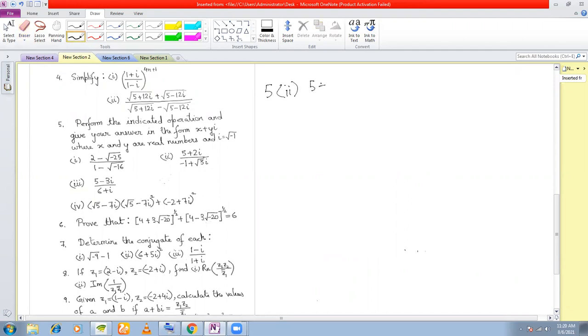You have 5 plus 2i divided by minus 1 plus root 3i. Again, you need to multiply the numerator and denominator by what? 1 plus root 3i, right? Then it will become a plus b into a minus b form.